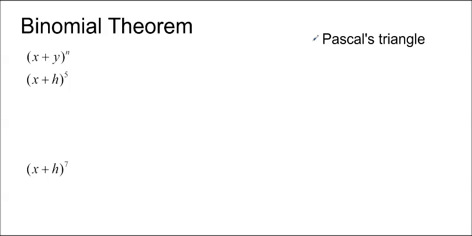This is a mini lesson on binomial theorem, which we're going to be using a lot when we are expanding polynomials in order to find the instantaneous rate of change, so the slope of the tangent, that's coming up. So I just wanted to make sure you guys remember this stuff.